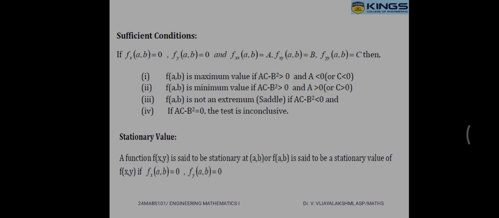For next, we will see the definition of stationary value. A function f of xy is said to be stationary at a comma b, or f of a comma b is said to be stationary value of f of xy if fx of a comma b equal to 0 and fy of a comma b equal to 0. So after solving these two equations, we get two solutions, and these two solutions are called as the stationary point.